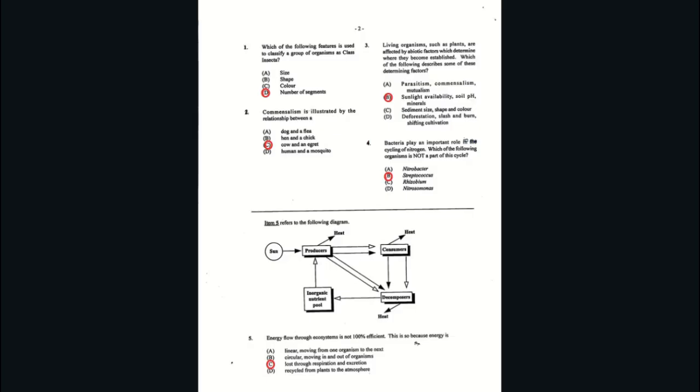So this question is asking about abiotic factors. We know that those are non-living things, right? A could not be the answer because A is describing symbiotic relationships. B is the answer because it's actually talking about abiotic factors, which are non-living things such as sunlight availability, soil pH, minerals, and basically temperature. Those things are abiotic factors. That's basically why B is the answer.